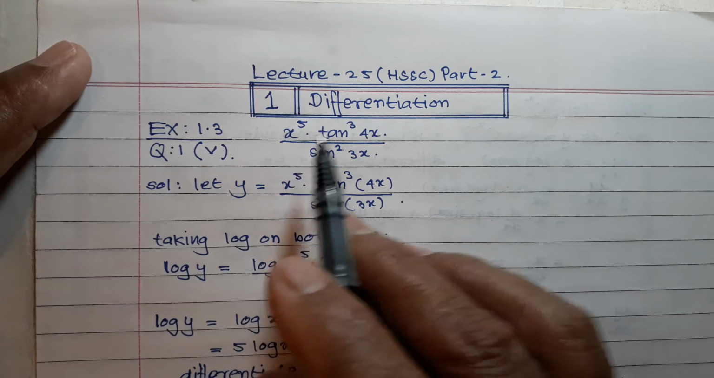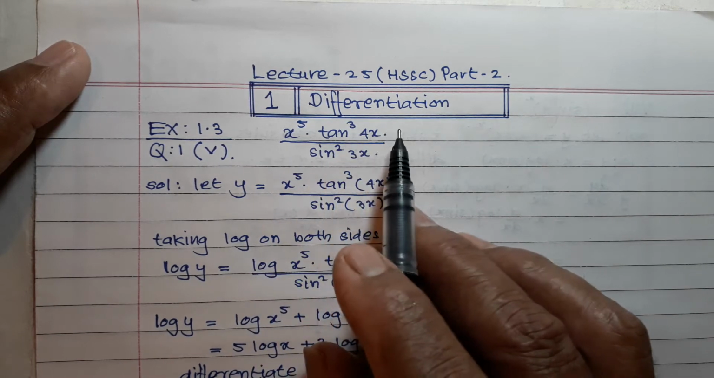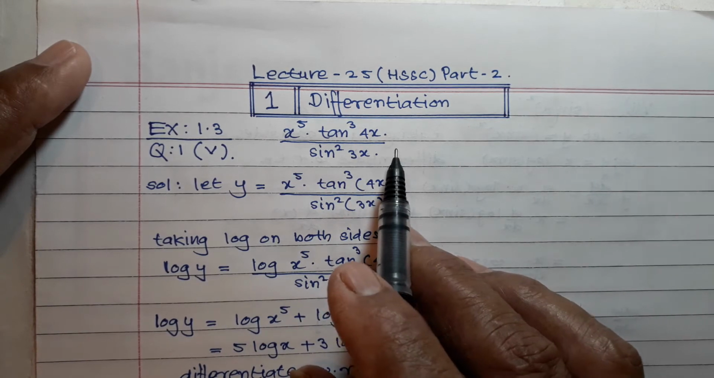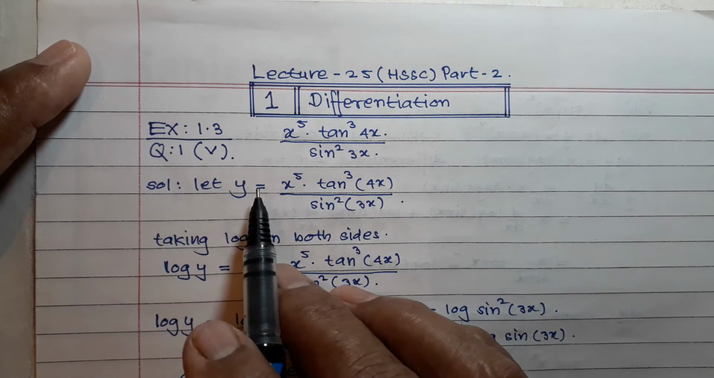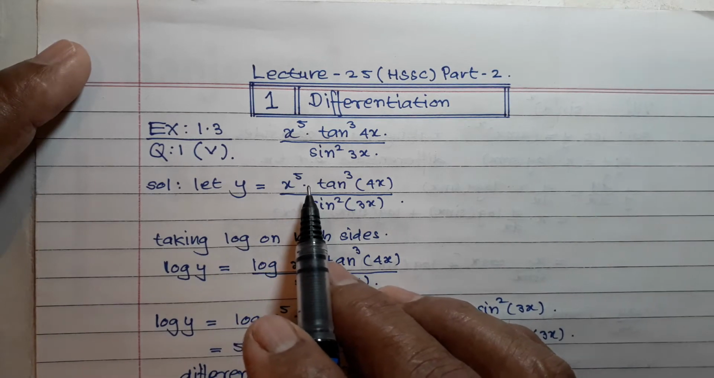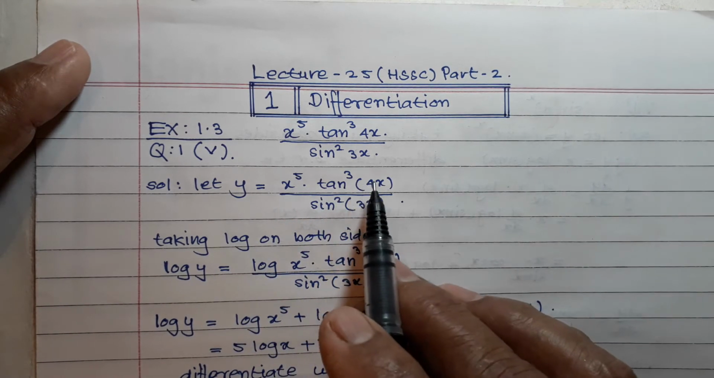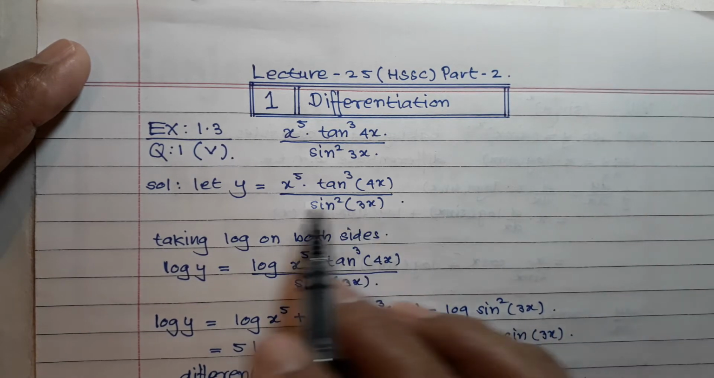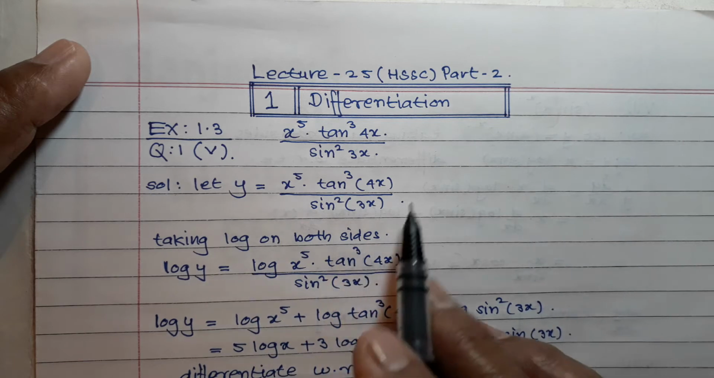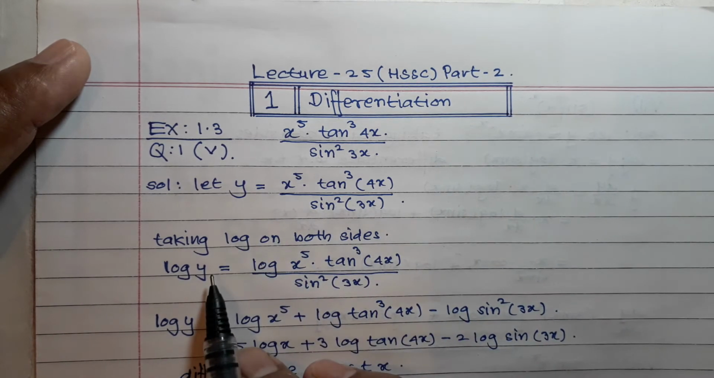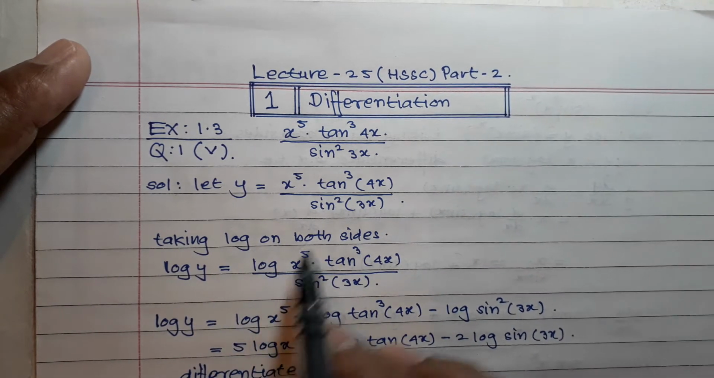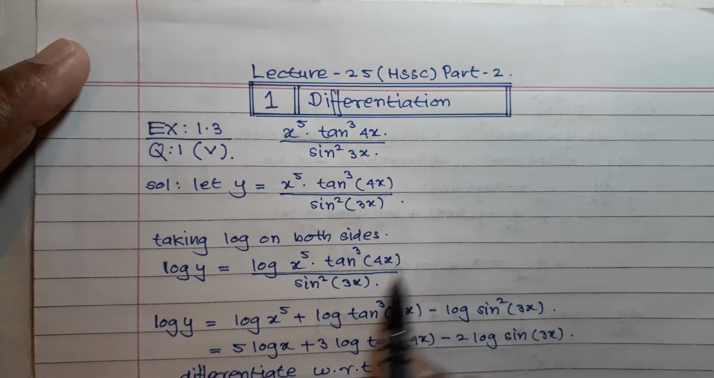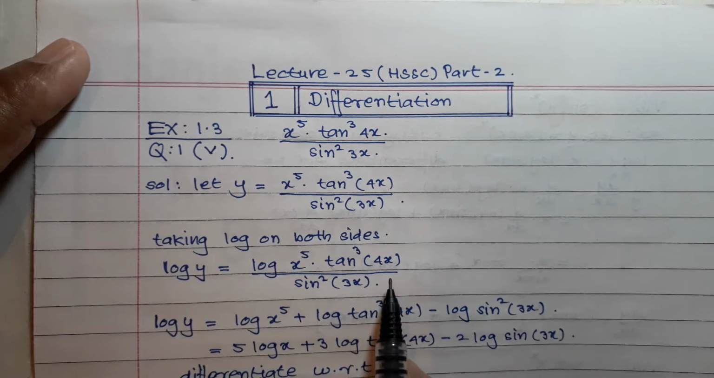x raised to 5 into tan cube 4x upon sine square 3x. Solution. Let y is equal to x raised to 5 into tan cube 4x upon sine square 3x. Taking log on both sides, log y is equal to log of x raised to 5 into tan cube 4x upon sine square 3x.